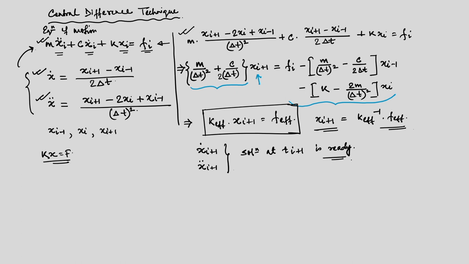The only thing is, when we start the iteration, at that time we normally start with x_i and x dot_i, but at that point we need to also evaluate x_{i-1}. So if i is equal to 0, we have to know x_0, x_{-1} and x dot_0. These two informations are known. We have to evaluate, that we will do in a minute.